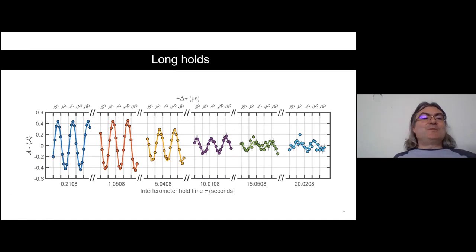So here are two spatially separated wave packets held separated by the optical lattice for 20 seconds, and you still have fringes.